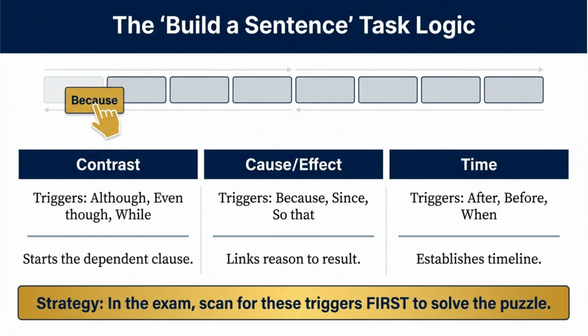This brings us to the strategy for the Build a Sentence task. When you see a jumble of words, do not just guess. Scan for triggers. First, look for contrast triggers like although, even though, or while. These usually start a dependent clause. Second, look for cause and effect triggers like because, since, or so that. These link a reason to a result. Third, look for time triggers like after, before, or when. Strategy: if you identify these words first, you solve the puzzle instantly because you know the logical structure of the sentence.